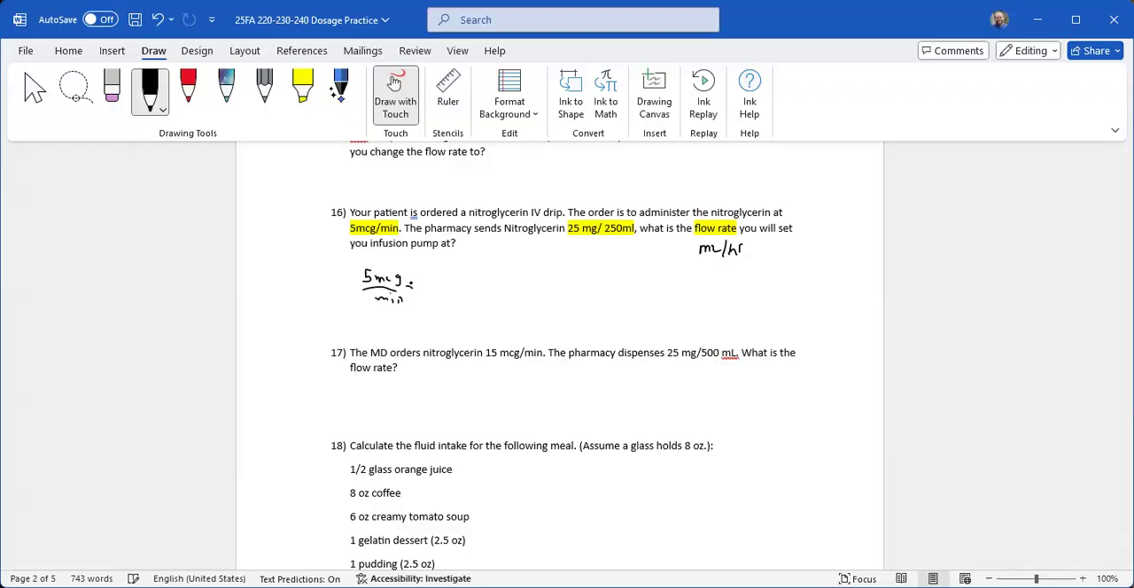Now, what I'm going to do next is I don't want micrograms. I want milligrams. I also don't want minute. I want hours. So I'm going to do some converting. You can do this any number of ways you like. I'm just going to start with the minutes just because that's the easiest one. So I'm going to take 60 minutes over 1 hour.